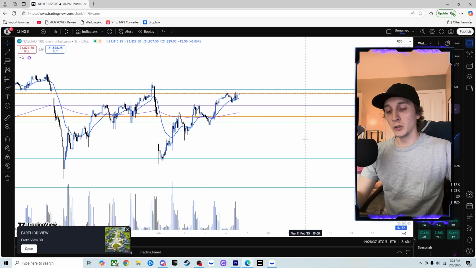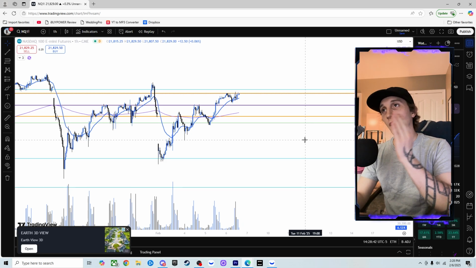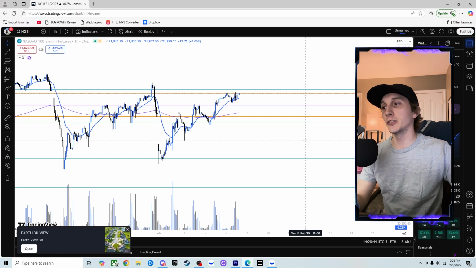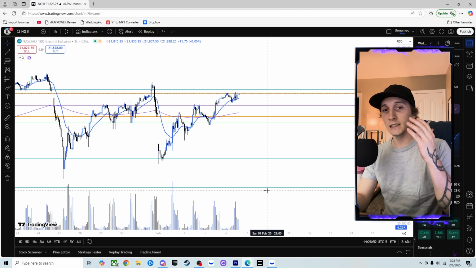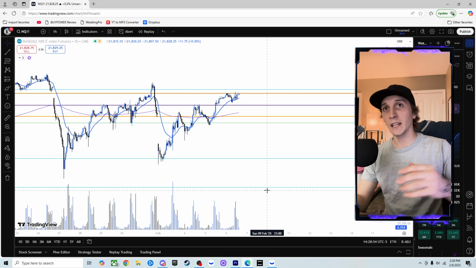The EMAs, if you're not familiar, the 20 EMA is going to give you data from the last 20 of those candles. So if you're looking at the 30-minute time frame, it is giving you an average based on the last 20 30-minute candles. Same thing with the hourly. If you're on the hourly time frame, it is the last 20 hourly candles.